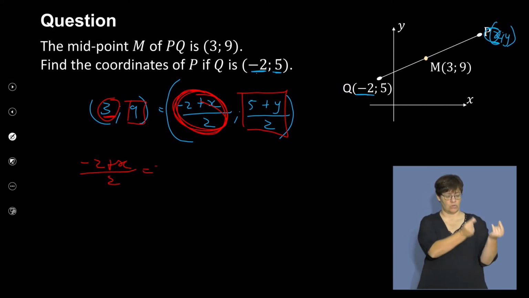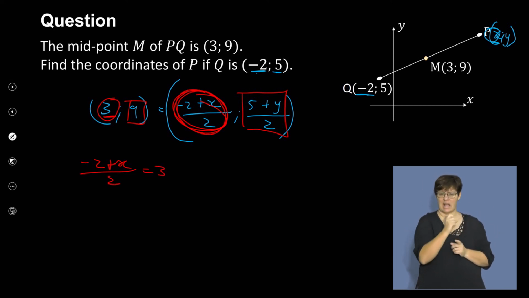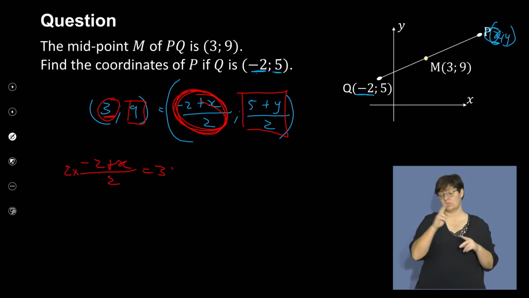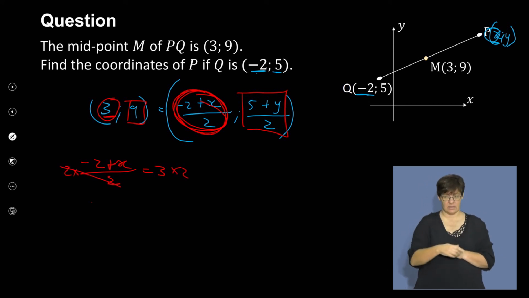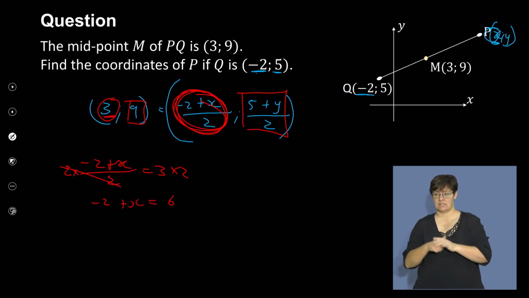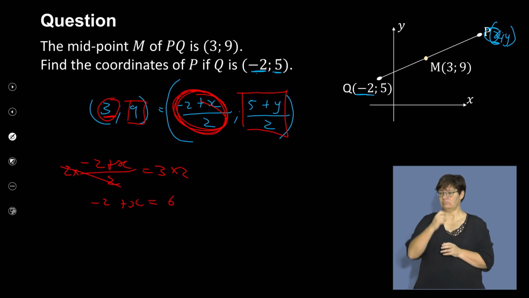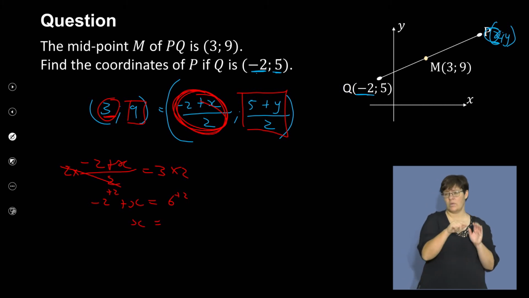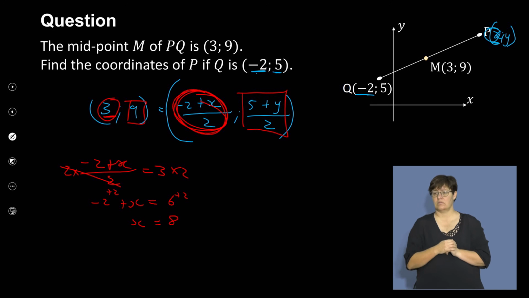I'm going to solve it. How do I get X alone in this first one? Well, I multiply both sides by 2. The 2's will cancel, and I'm left with -2 plus X is equal to 6. Then how do I get the X alone? I'm going to add 2 on both sides, or some people use the terminology, I'm going to take the -2 to the other side, and I'm going to get X equals 8.